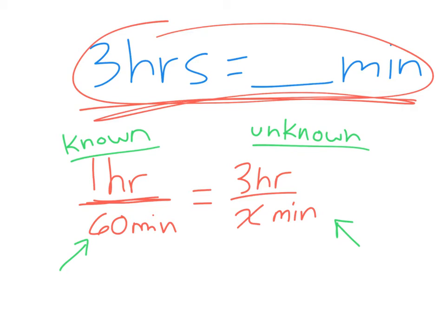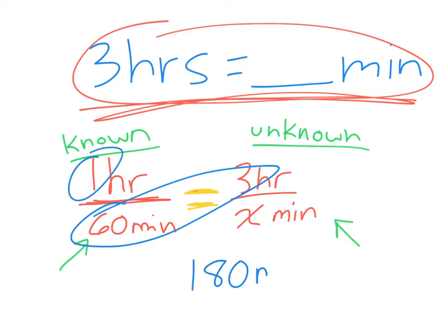Because I have hours on top and minutes on the bottom of the known side, it should be hours on top and minutes on the bottom of the other side as well, to show that the equal sign means this is an equivalent relationship. We solve it the same way we just did. Based on where that x is, I'm going to cross multiply. 60 times 3 is 180, and then divide that by 1 is 180 minutes. You may have done that in your head: 1 hour is 60 minutes, so 2 hours would be double that, 120, and 3 hours would be triple that, so 180.